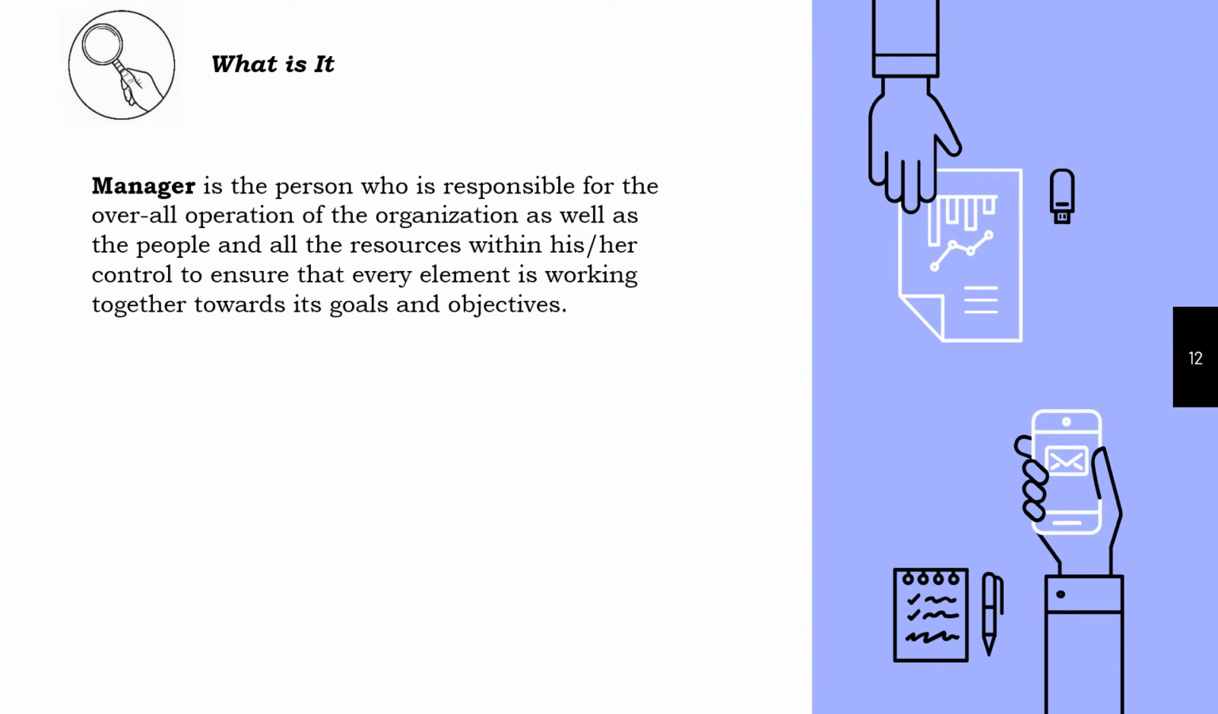So now let's proceed to our lesson for today. So let's discuss about manager and the managerial levels. So what is manager? So manager is the person who is responsible for the overall operation of the organization as well as the people and all the resources within his or her control to ensure that every element is working together towards its goals and objectives.